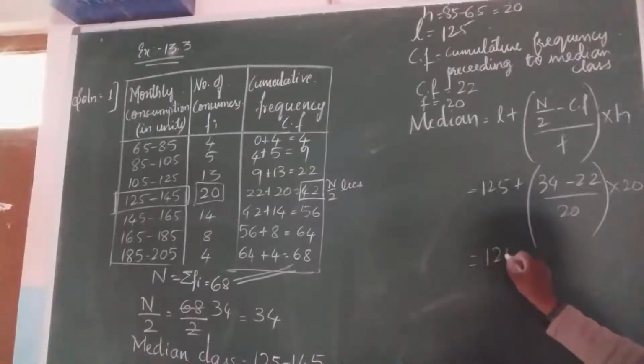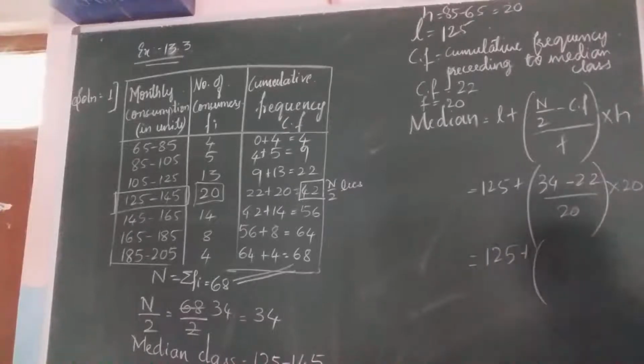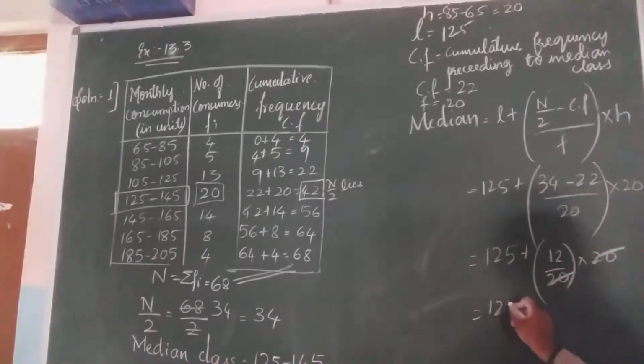So 125 plus 34 minus 22, that is 12, divided by 20, into 20. The 20s get cancelled, so 125 plus 12 is nothing but 137.